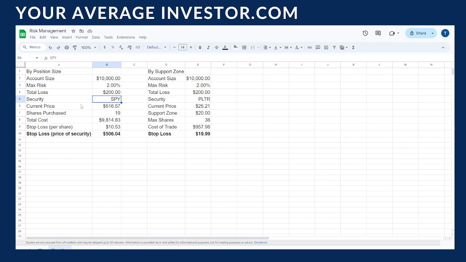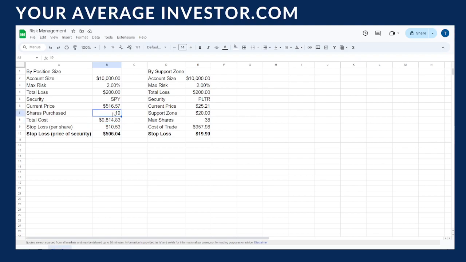In this case, I'm going to be trading SPY. The current price of SPY, as it was last pulled by Google Finance, was $516.57. What this means is with a $10,000 account, I can purchase a total of 19 shares of SPY. That brings me just under $10,000. And if I were to buy 20, it would bump me over. So 19 shares of SPY.